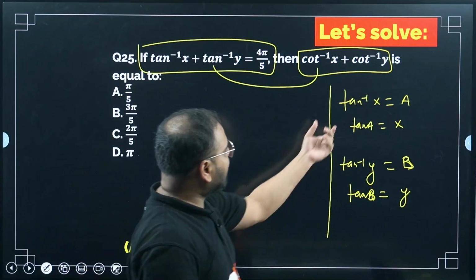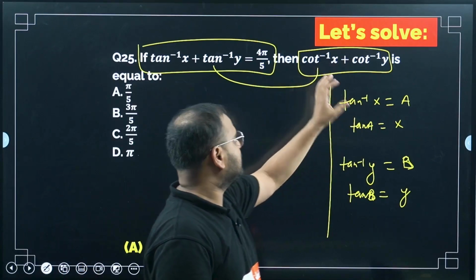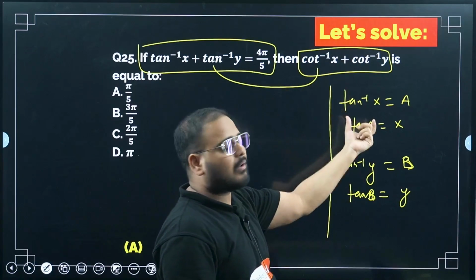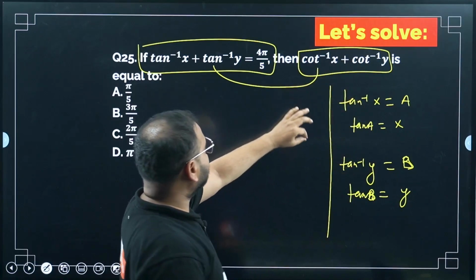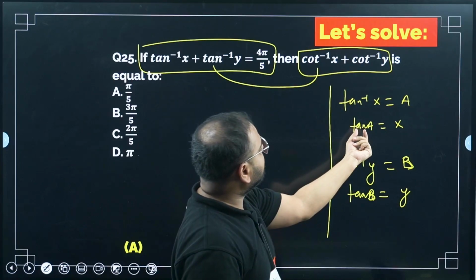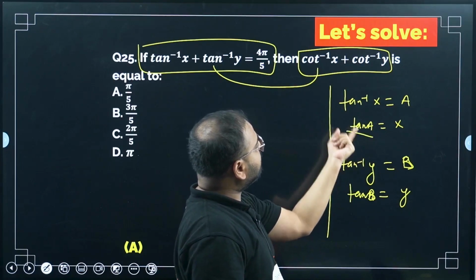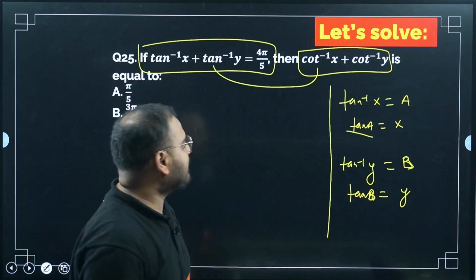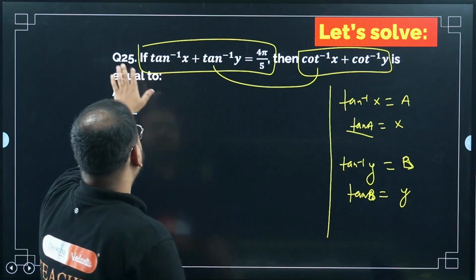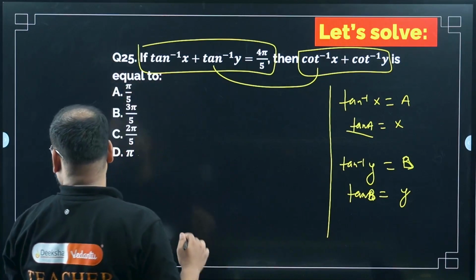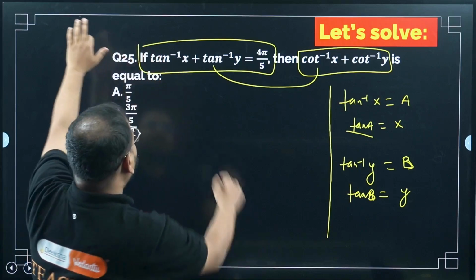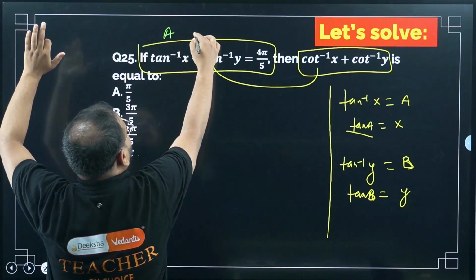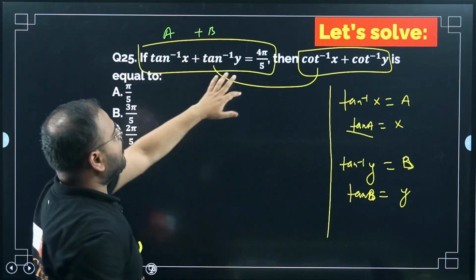See, from tan inverse of x I want to go to cot inverse of x. So how can we use that statement? Check here very carefully. To reach from tan to cot, I have to use the pi by 2 form, correct? What does this mean? Tan inverse of x is nothing but my angle A. So basically A plus B is 4 pi by 5.